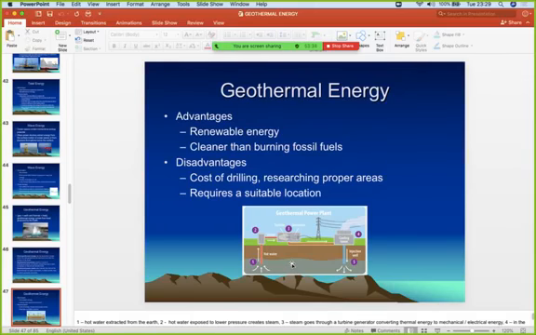Okay, these are the advantages: renewable energy, cleaner than fossil fuel. Disadvantage: cost of drilling. You have to drill below, and research proper areas. You have to conduct an investigative study, and there must be a substantial amount of geothermal heat or steam coming from that location.